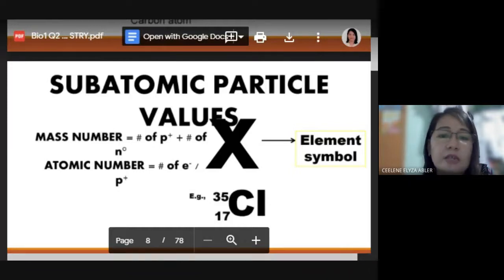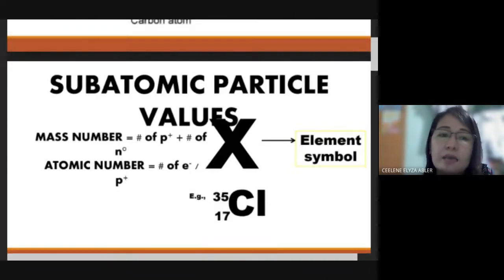Okay. So you have to remember that the mass number is equal to the number of your protons and your neutrons. Together, that's your mass number. And your atomic number is equal to the number of your electrons or your protons. So usually they are written in this form.